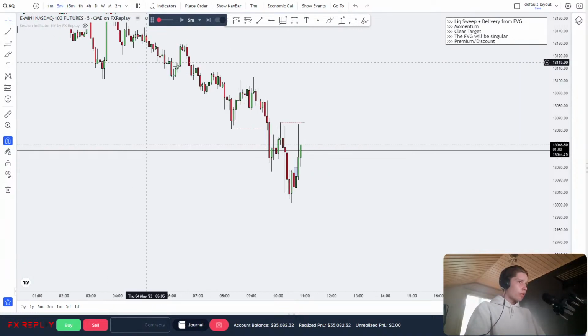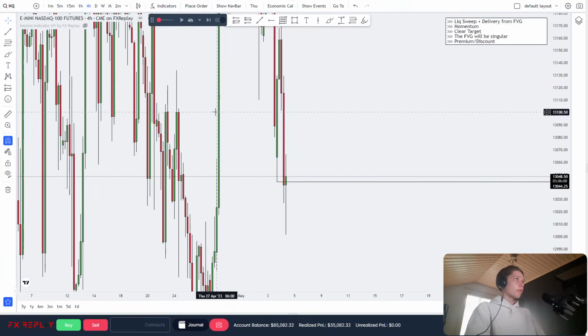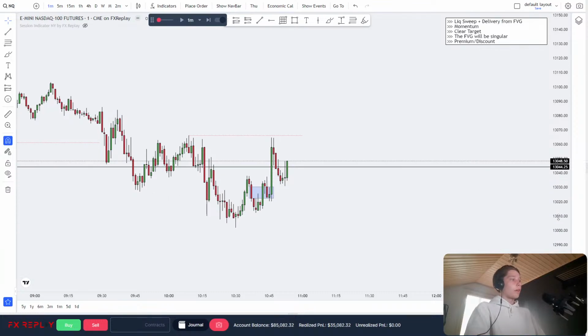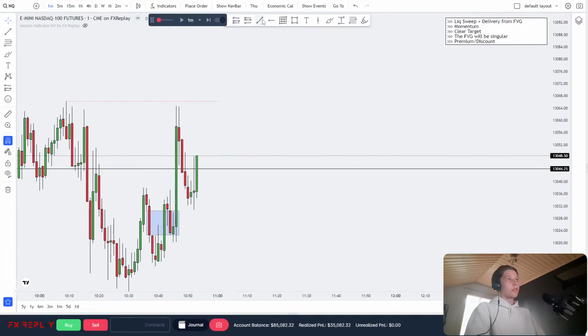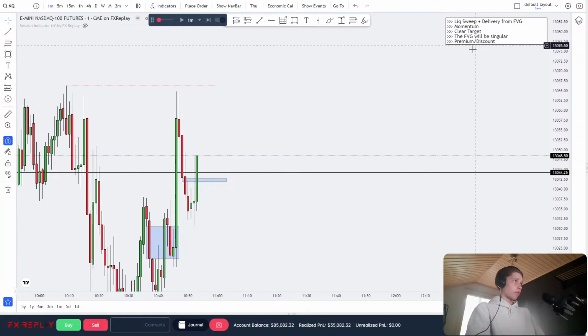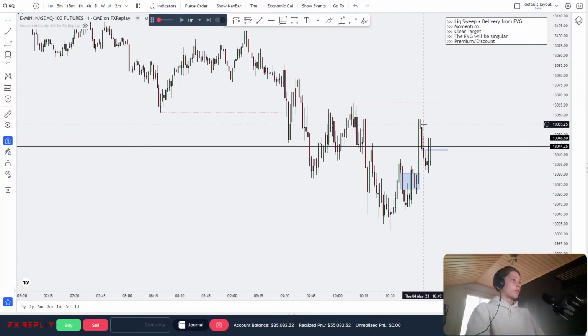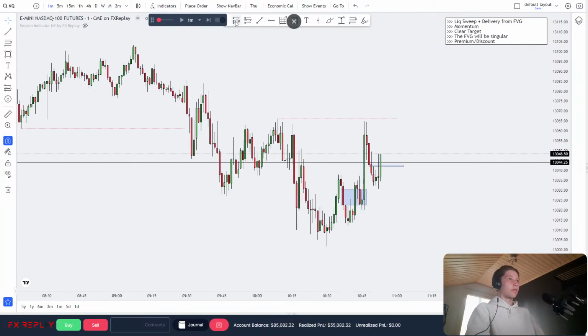I will re-evaluate this quickly. So we actually are delivering from here. We have swept liquidity. Are we having momentum? I mean, kinda yes, but the gap is kinda odd. It's like a small and disgusting one, and it's not that clear and obvious, but I do like the momentum. We do have a clear target. The iFVG is singular. I would say this is delivering from this cow, which means that this is fine.